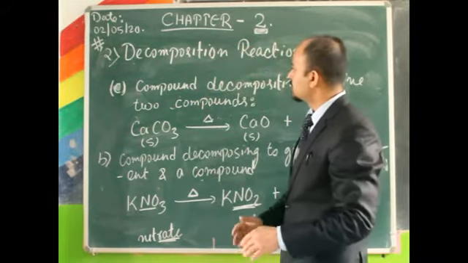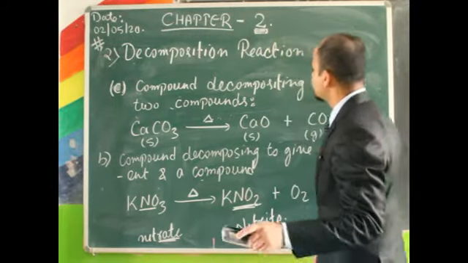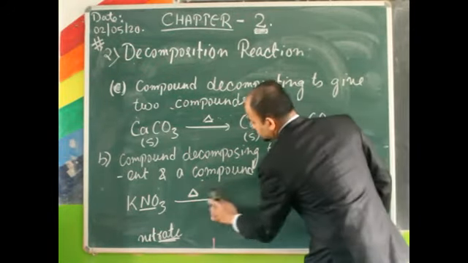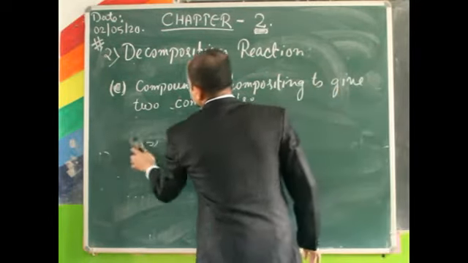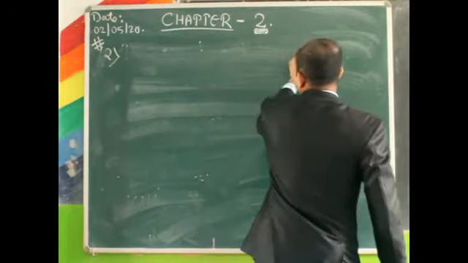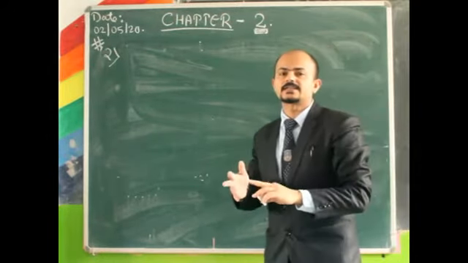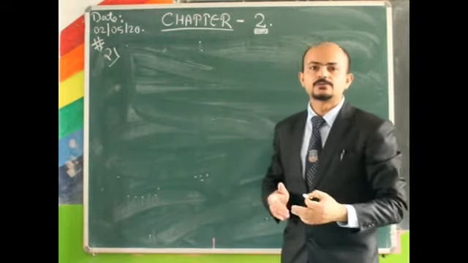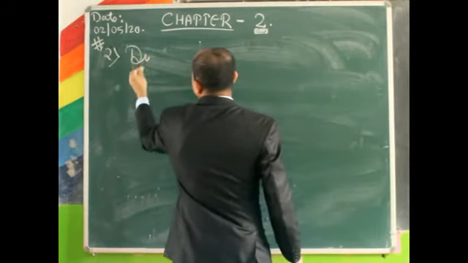Now let's discuss the third type of reaction, that is displacement reaction. So we have discussed two different types. First, combination. The second one is just the opposite of combination, that is decomposition. Now we are moving to the third one. The third one is displacement.